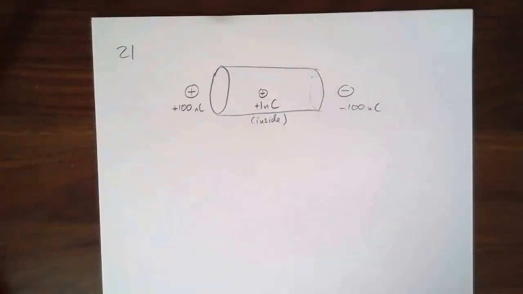Here's the next one, number 21. This one is a little bit different. It asks us to find the flux through that cylinder, and there are 3 charges. So we're not seeing the electric field here. We're just given the charges. There's a plus 100 nanocoulomb charge to the left of the cylinder, a minus 100 nanocoulomb charge to the right, and a plus 1 nanocoulomb charge in the middle, and that last one is inside the cylinder.